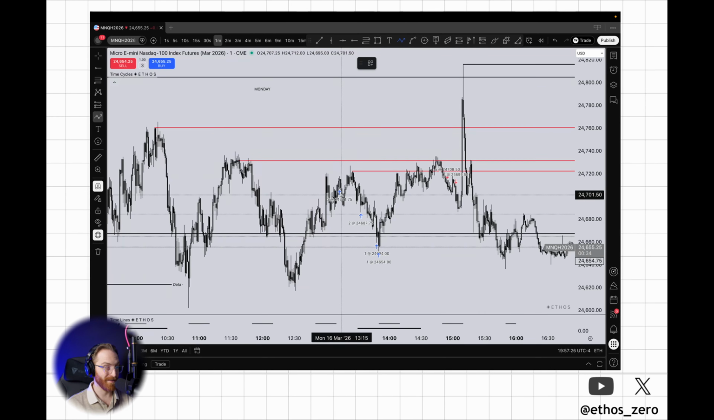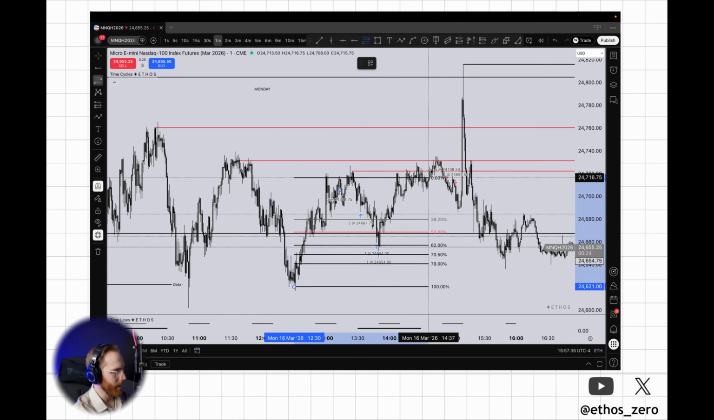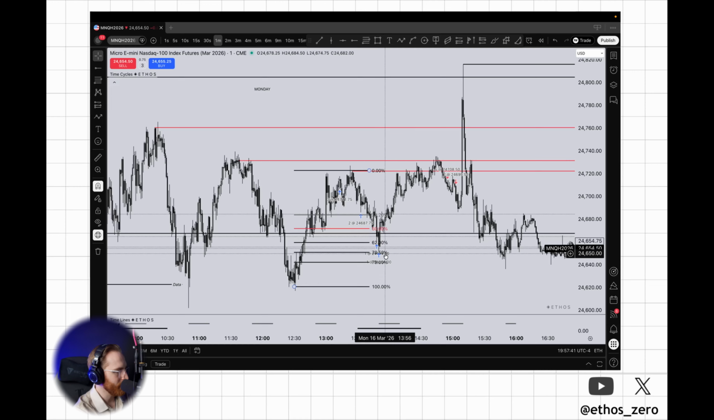On paper trading, of course, testing new strategies with paper trading is obviously the recommended method. I'm not a financial advisor. This is for entertainment purposes only. And this is just my experience. So basically I'm seeing this right here. As we come back down into this, I'm seeing this as OTE.